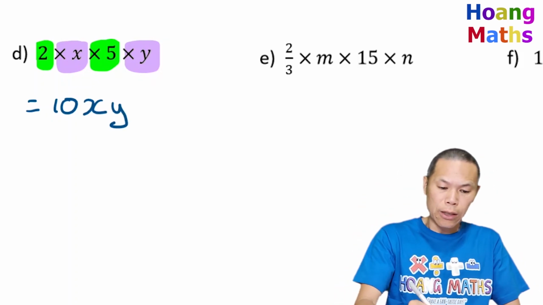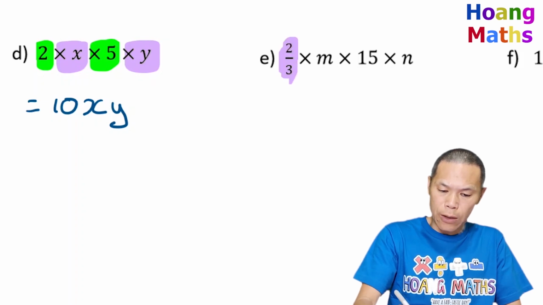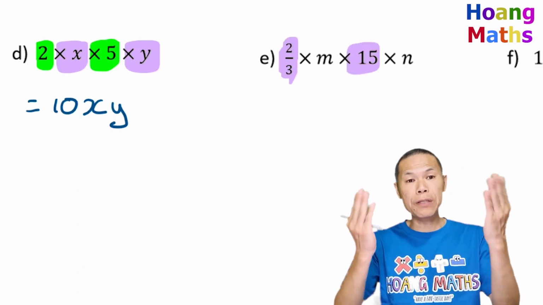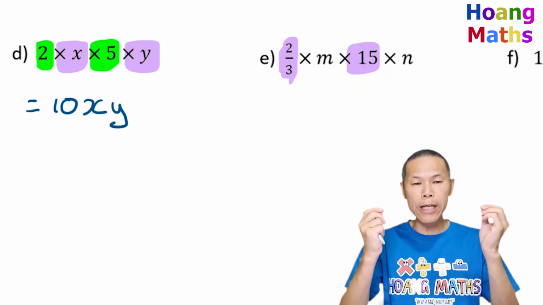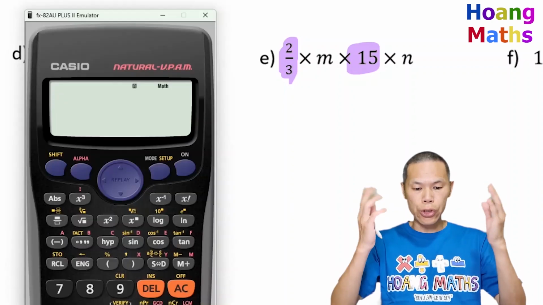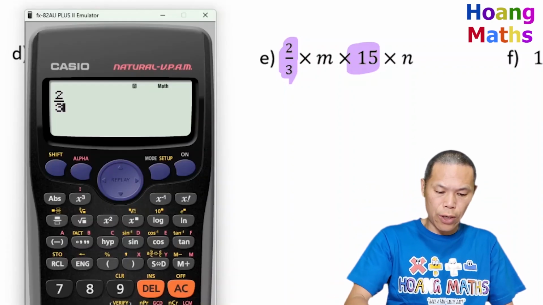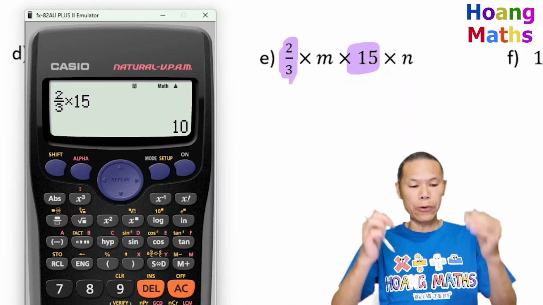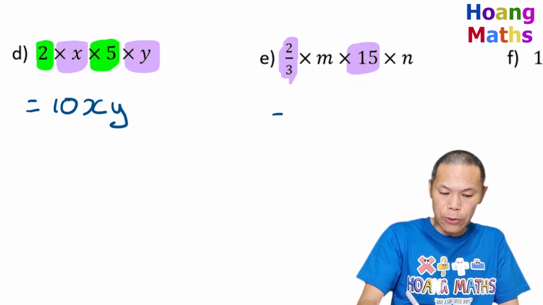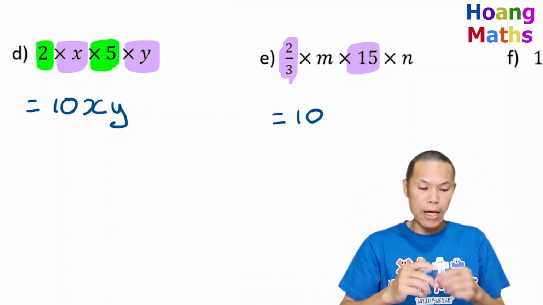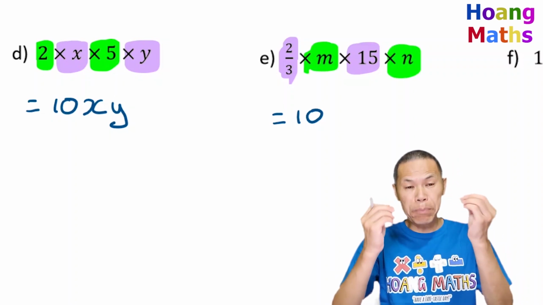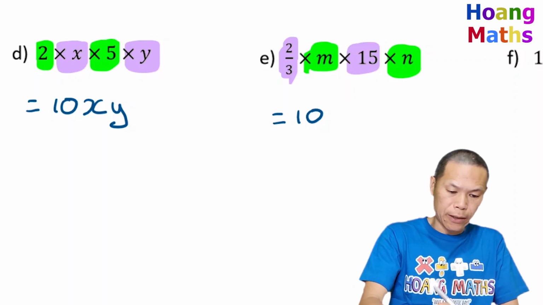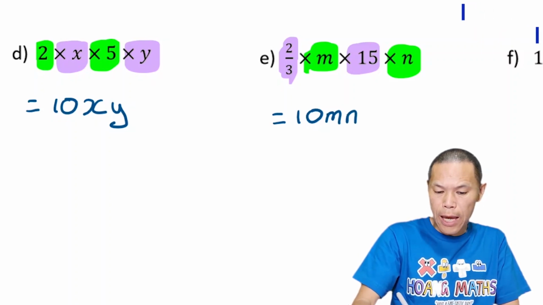And part E, we have 2/3, we times 15. So 15 divided by 3 is 5 and we times 2 will give me 10. Otherwise, we can just put it on a calculator. So just go 2 fraction 3 and we just times 15. There you go, it is 10. So that is equal to 10 with the numbers. Then with letters, we have M and we times N. And M times N is MN. So let me just write MN.